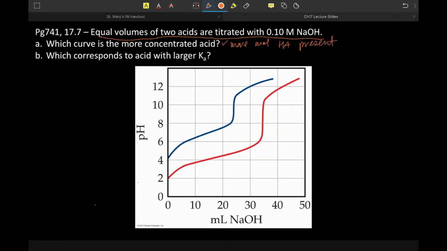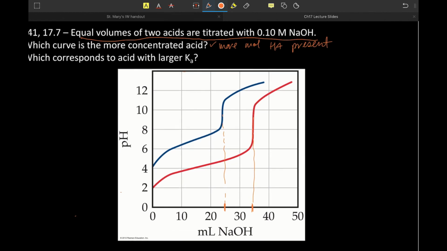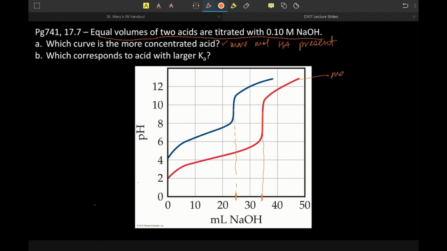Now, what are we going to look for on our graph to tell us how many moles of HA are present? We are going to be looking at the respective volumes required to reach the equivalence point. The red acid required more of the 0.1 molar NaOH, which means it had more acid present. Obviously the assumption here is that there's only one equivalence point, so they're all monoprotic. So it required more of that acid, so this one is the answer to A, more concentrated.